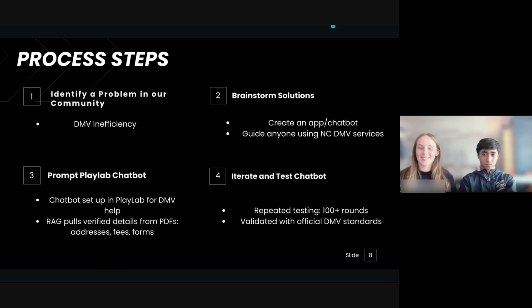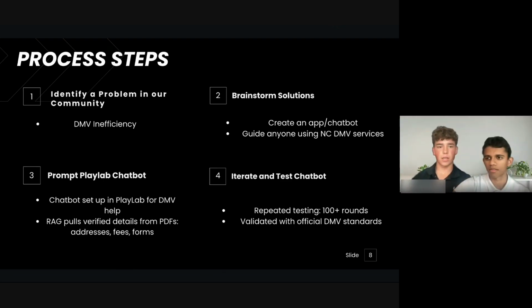Our process had 4 main steps. The first was identifying the problem. We found unclear instructions, wait times, and outdated systems. Our second was brainstorming. We decided to create a dual app and booth solution. Our third step was prompting the chatbot through PlayLab, but then we transitioned to Base 44 for more features. And then fourth, we iterated and tested the chatbot. We did over 100 rounds of testing, validating outputs with multiple AI tools, and fixing the memory each time errors appeared.